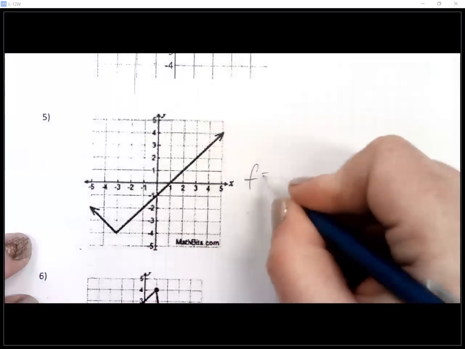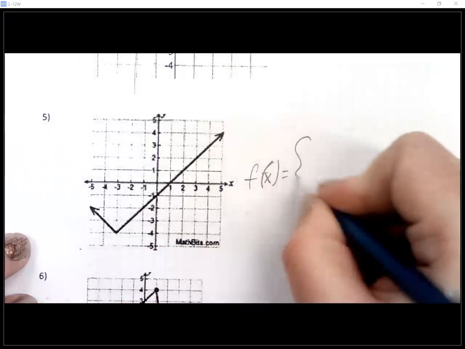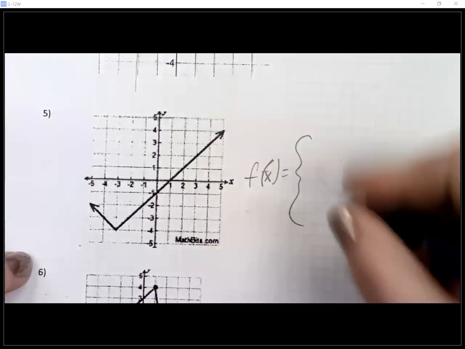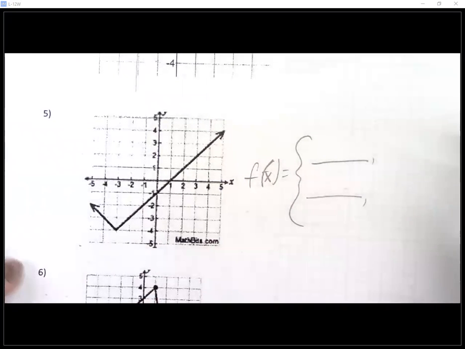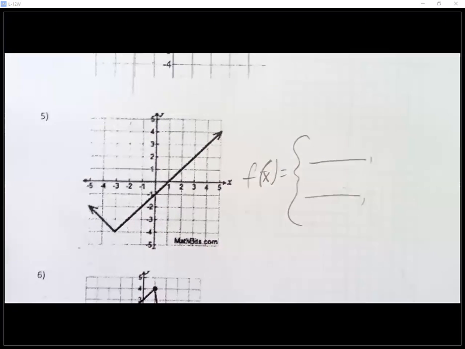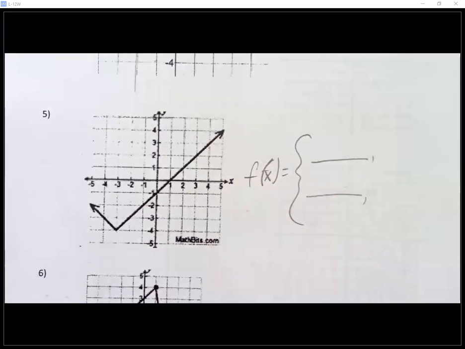Now, whoops, f of x equals thingy. That's why I need a good review before that. Well, luckily, you don't actually need to remember the absolute value part for this. You need to know the piecewise function part. So go ahead and figure out where this thing splits.